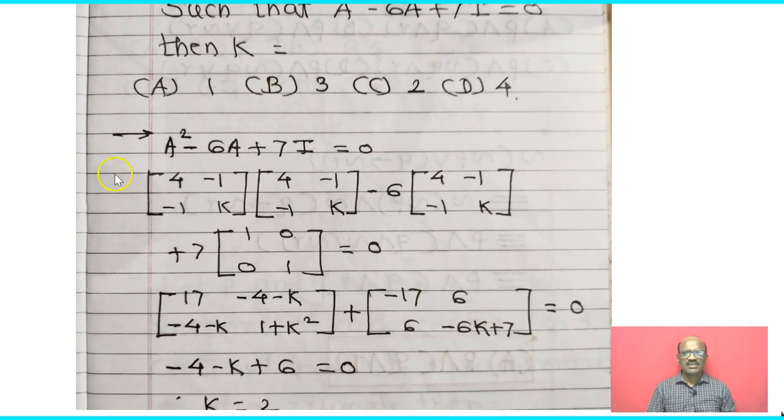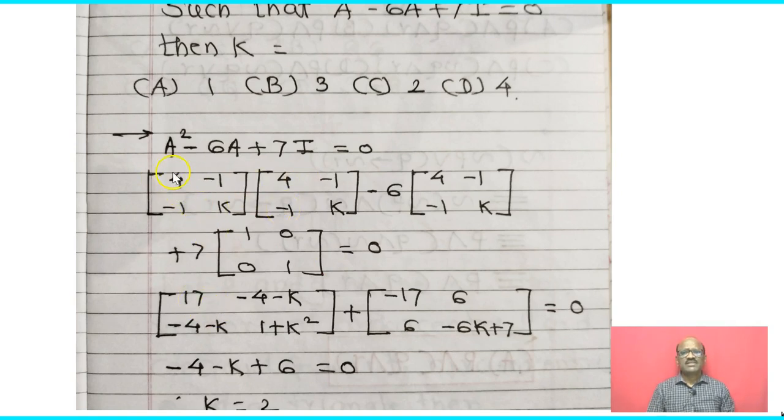It's a very simple one. A square minus 6A plus 7I equals 0. Here, A square means what? A into A, minus 6 into A, plus 7I, and substitute. That is the product of A into A: 4 into 4, and the minus 1 into minus 1, that is plus 1.